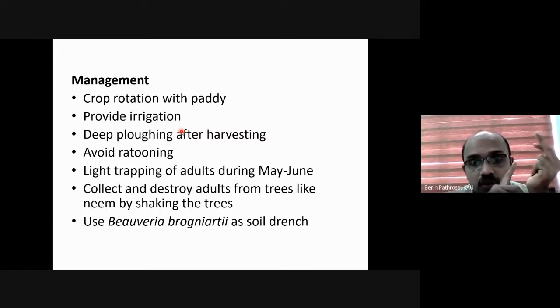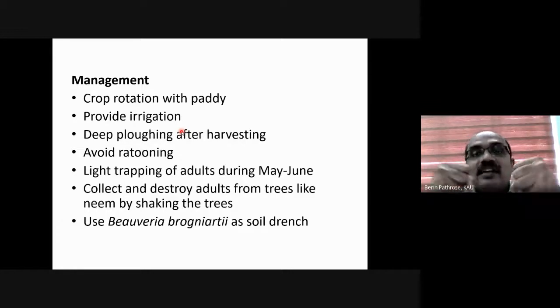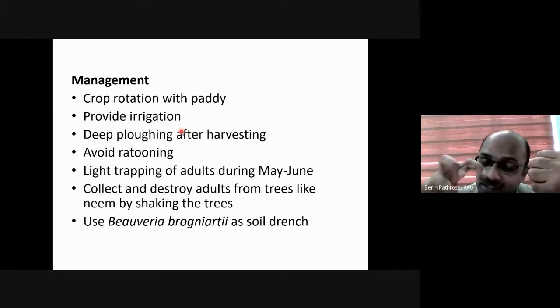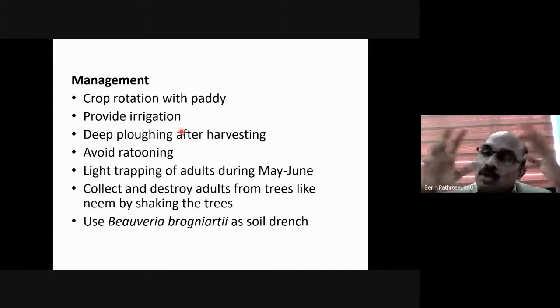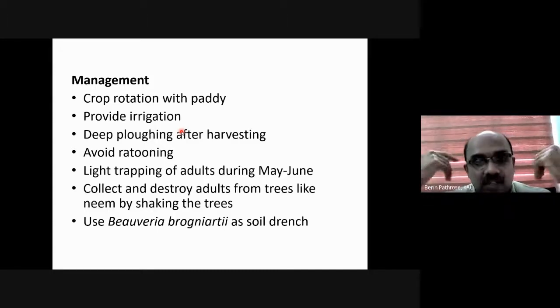After harvest, go for thorough plowing and provide irrigation. That is for enhancing the health of the crop. And as I told you earlier, with the pre-monsoon showers, the adults will get attracted to light. So we can go for light trapping of the adults because adults are positively phototropic. That means it gets attracted to light. So we can go for light trapping only in May, June because only at that period the adults emerge.